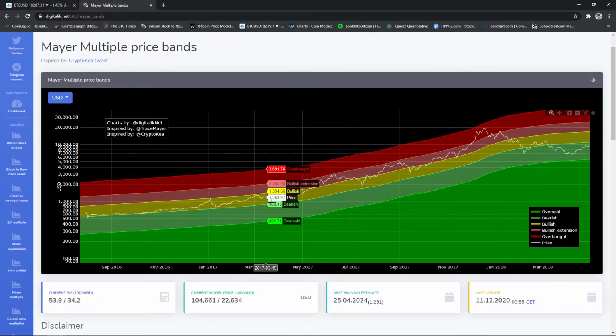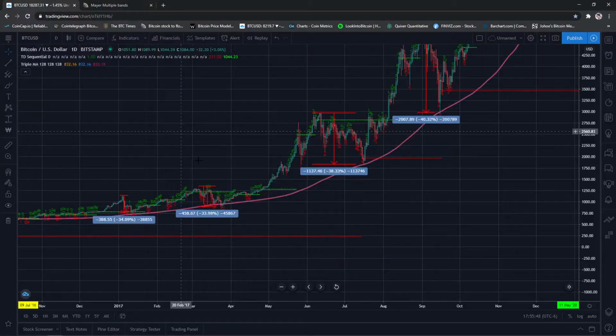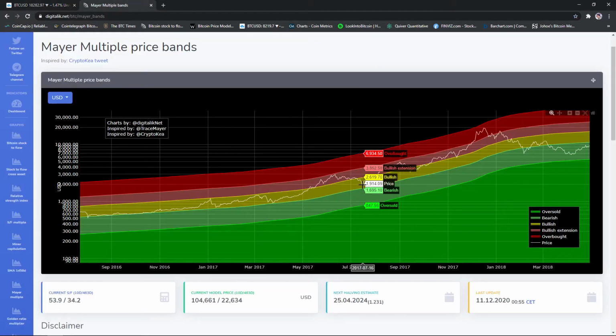726. It was within $25. That's nothing. What's this? March 24th, 925. What did this go to? 9. So it's almost there. So it looks like that Mayer multiple band, that one band, is kind of coinciding with the 128 day. July 16th, 2017.